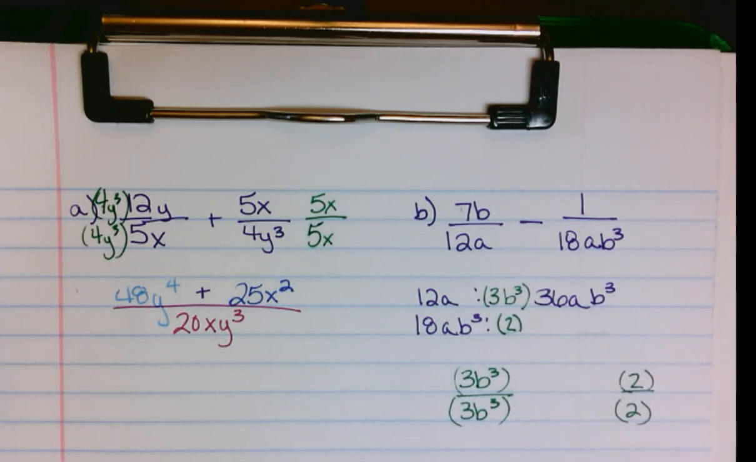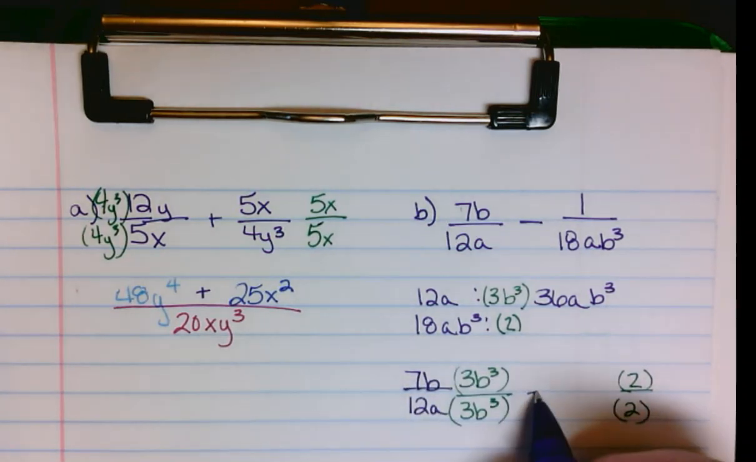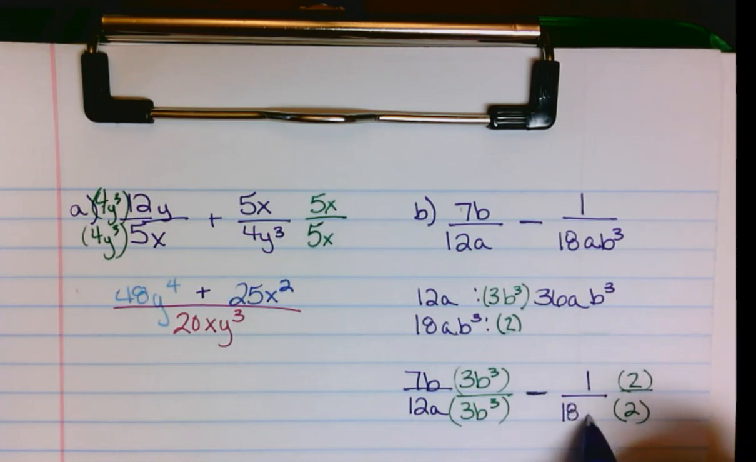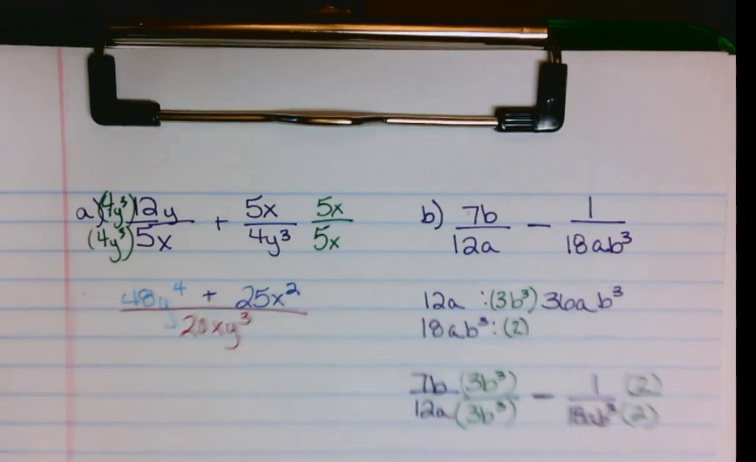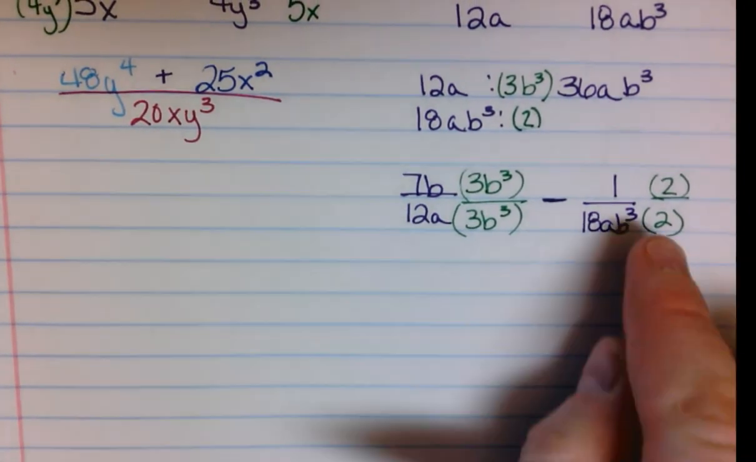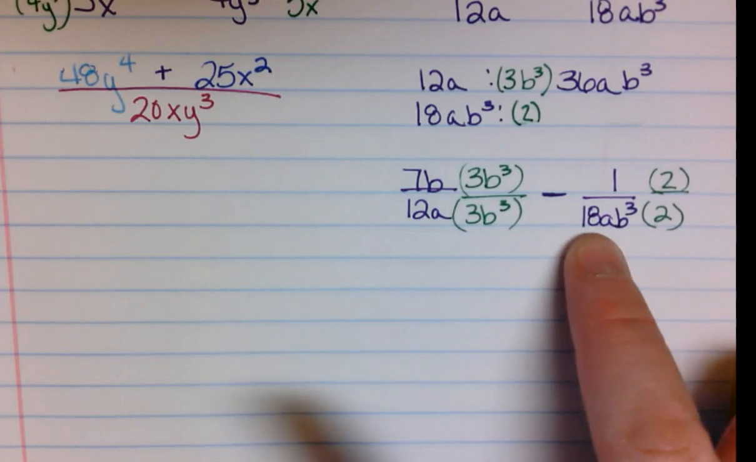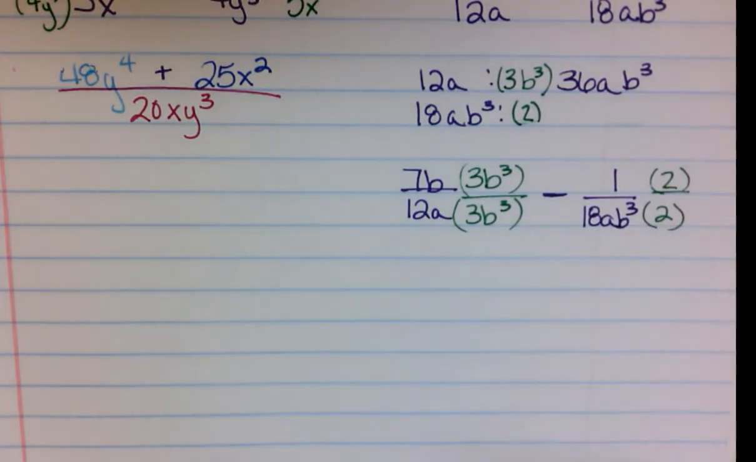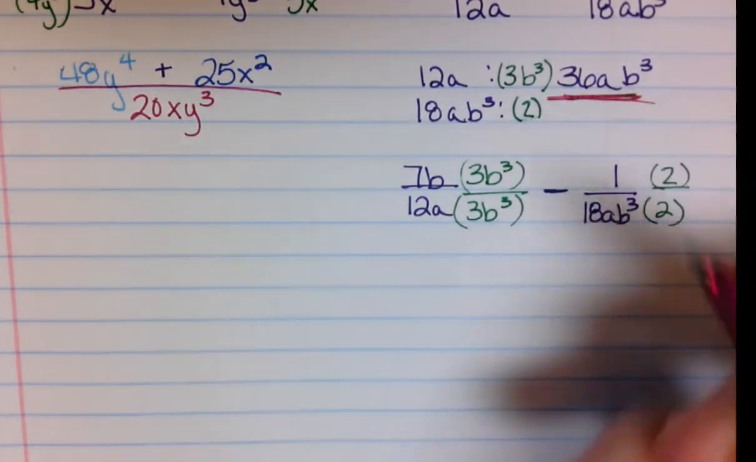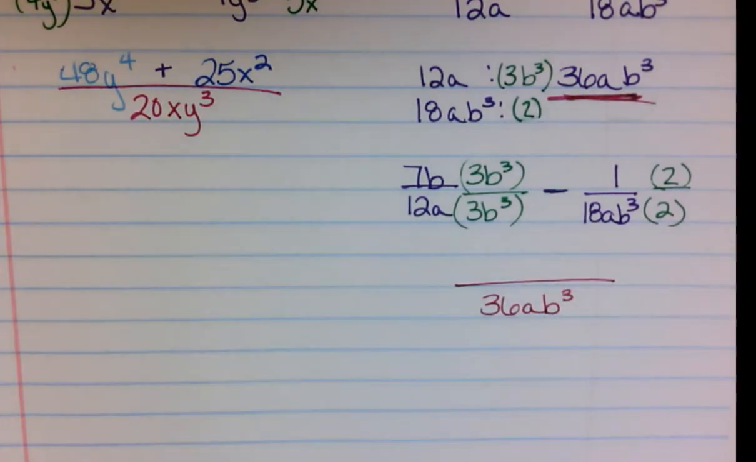And then I'm going to re-put in this problem. So I got 7b over 12a minus 1 over 18ab cubed. So when I multiply these, what will happen is I will get that 36ab cubed, because I take 12 times 3, I'm going to get 36ab cubed, and 18 times 2 is 36ab cubed. So on the denominator, I know my denominator is going to be my LCM. So 36ab cubed is on the bottom. On the top, it's just going to be the product.